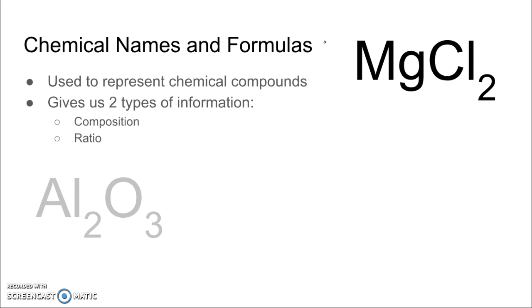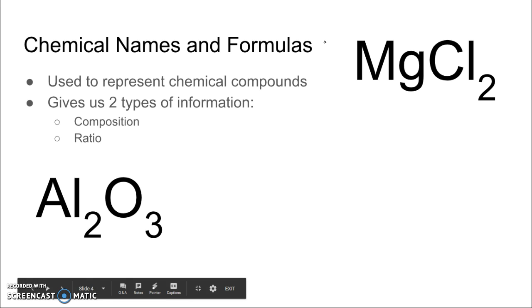Let's do another example. What is this one composed of, and what is the ratio of these atoms coming together? So Al is the abbreviation for aluminum, so we have aluminum in here. And then O stands for oxygen. We have aluminum and oxygen in this compound. And you'll see with the subscripts, this tells us that we have 2 aluminums for every 3 oxygens. Okay, so those are the ratios.